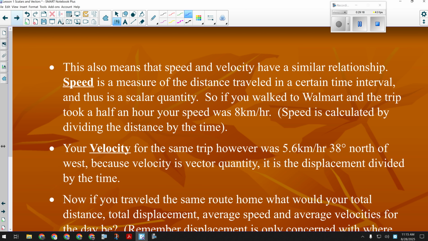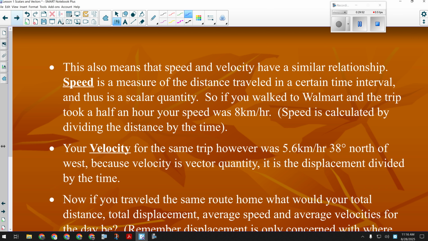Okay, so just talking about displacement and distance, and velocity and speed. They have similar relationships. They are the scalar measurement or vector measurement of the same trip. So when we talked about the trip from your house to Walmart, we looked at that from both perspectives, vector and scalar. The displacement number is almost always the smaller number unless they're equal. They can be equal if you actually walk in a straight line. So it's always going to be the smaller number, but it's also always going to have a direction on it if it's displacement or velocity.